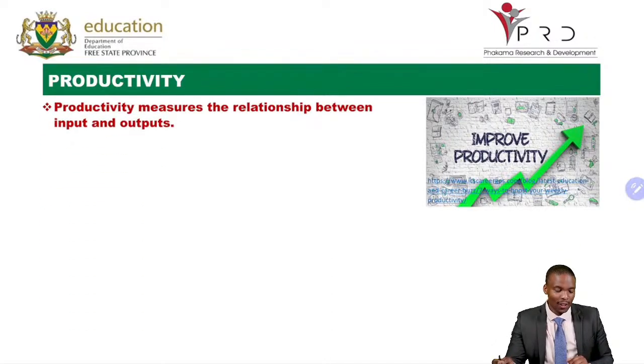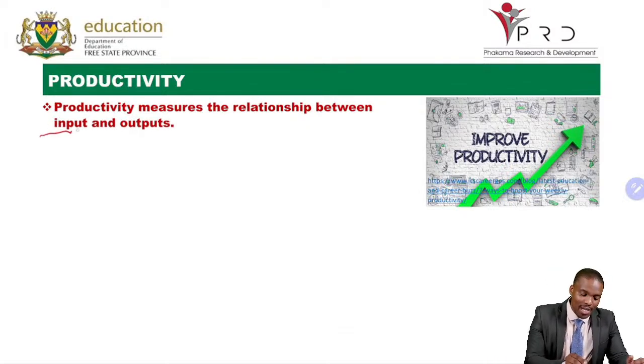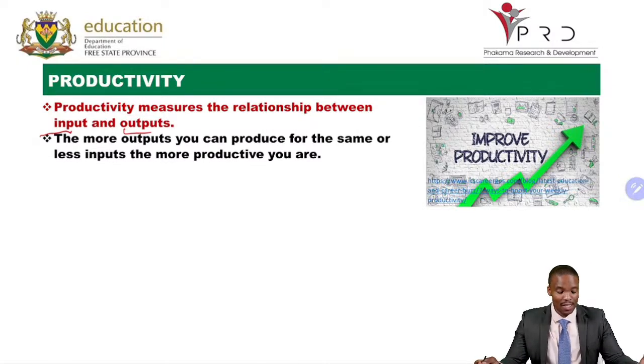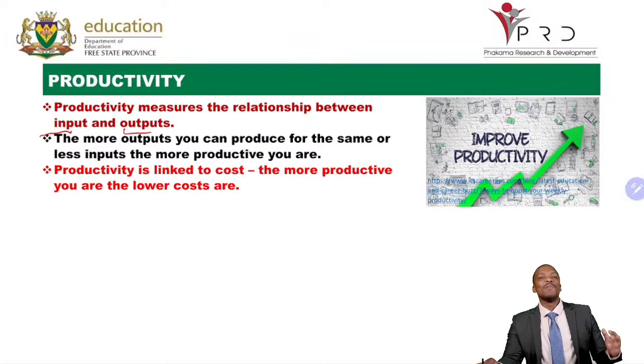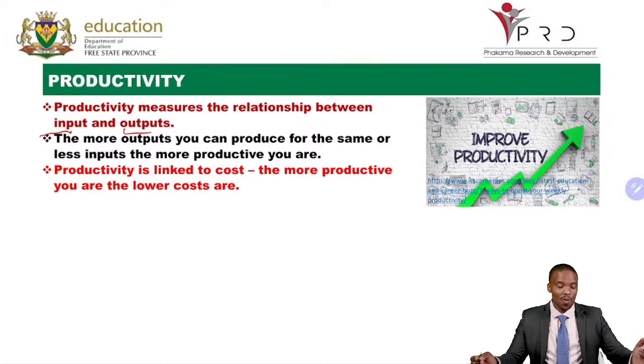Productivity, therefore: here we look at the relationship between the input, that means the factors of production, and the output, which is the production of goods and services. The more output you can produce at the same or less input, the more productive you are. That means you master what you call economies of scale. Less input and more output means more profits for the business, and the business gets to expand and hire more workers.